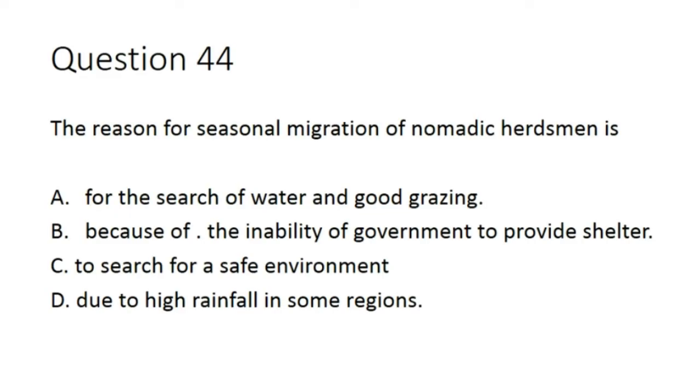Question 44. The reason for seasonal migration of nomadic herdsmen is A. For the search of water and good grazing, B. Because of the inability of government to provide shelter, C. To search for a safe environment, D. Due to high rainfall in some regions. Migration of nomadic herdsmen is due to the search for water and good grazing land.